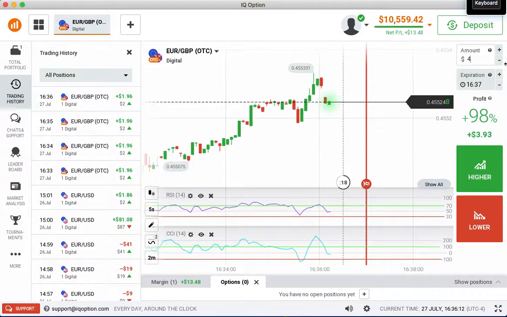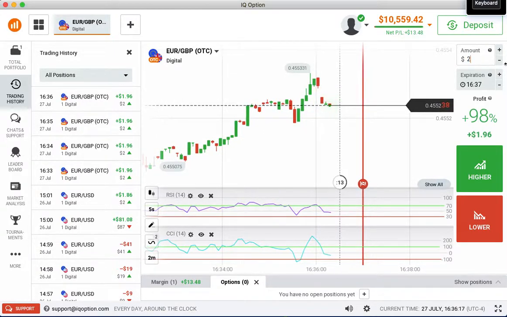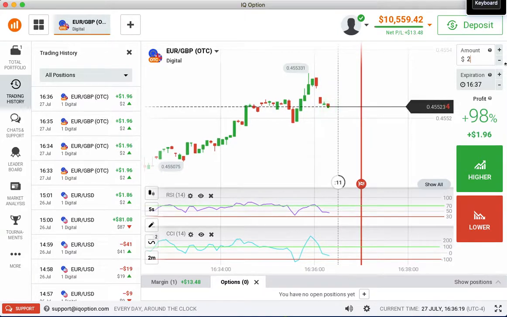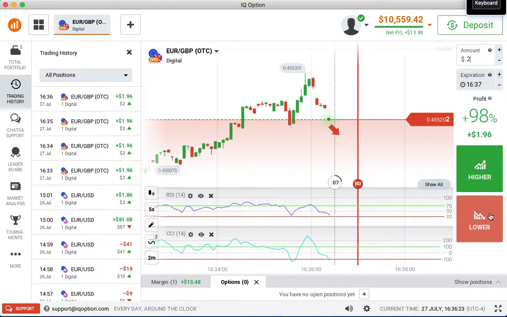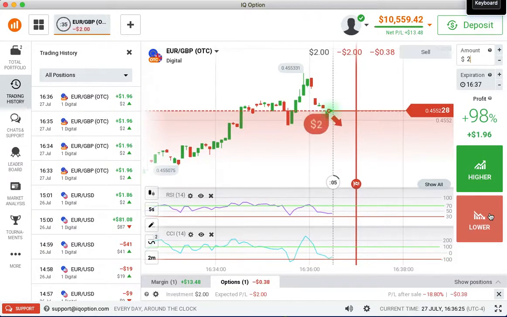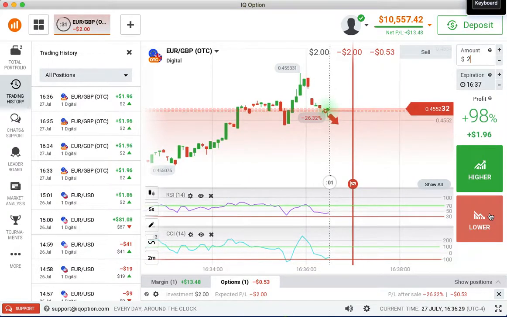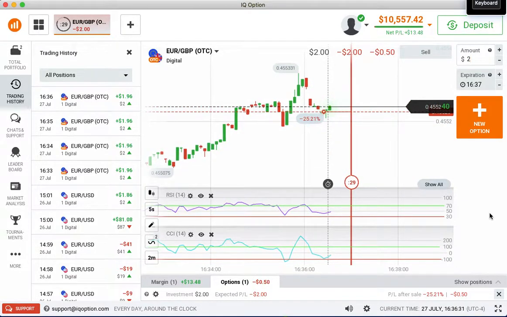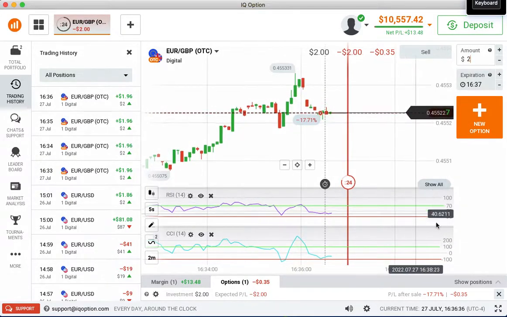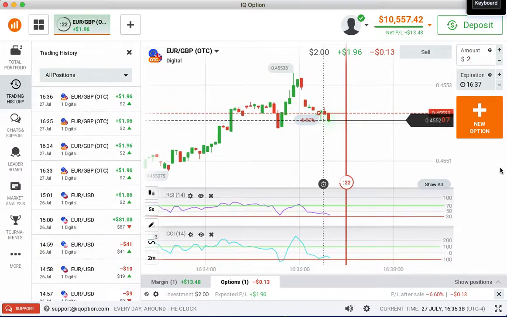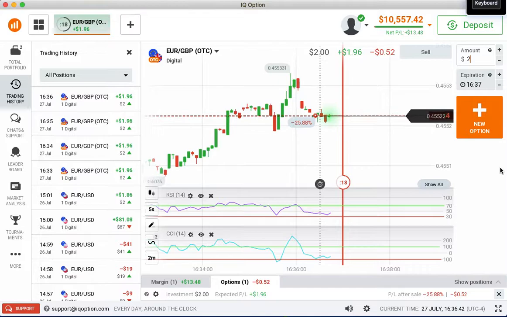Yes, so that trade won. So we go back down to two and then we start again, right? We sell here for two and we wait, right? And that's just how the trading method works. We sell because the indicators are under the halfway point. We buy when the indicators are over the halfway point. Simply that.